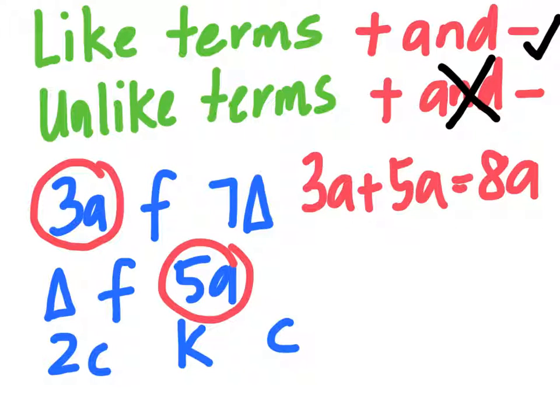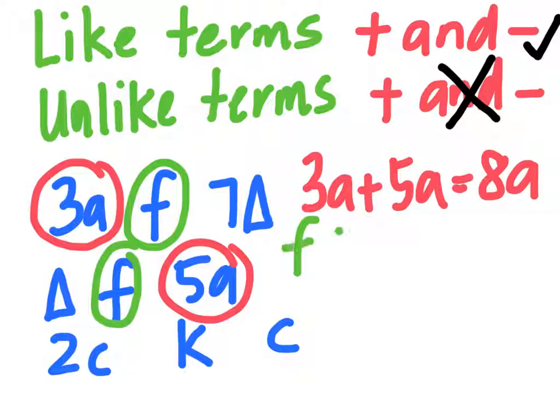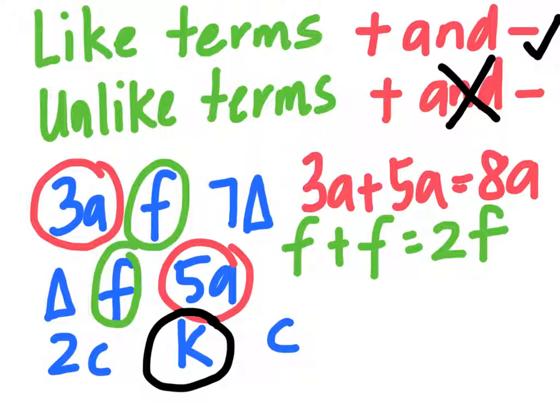I also have f. So f and another f, that is f plus f is 2f. We have k on its own, so k would just be on its own, so I just have k. There is nothing to add it to or subtract it to.